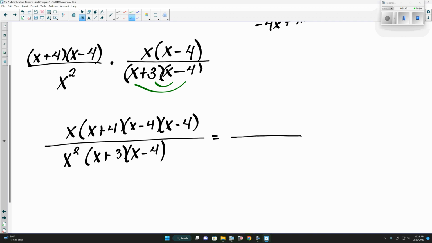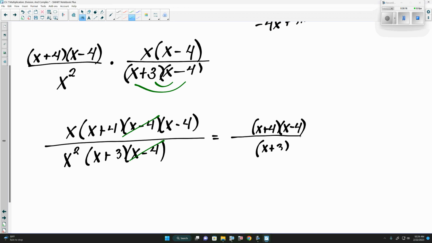Questions on this here? Now at this point here, we do need to simplify anything that's in common on top and bottom. The easiest one to see is x minus 4 and x minus 4. Do we have any sets of parentheses that are in common on top and bottom left? No. So the x plus 3 will stay. The x plus 4 and the other x minus 4 will stay.